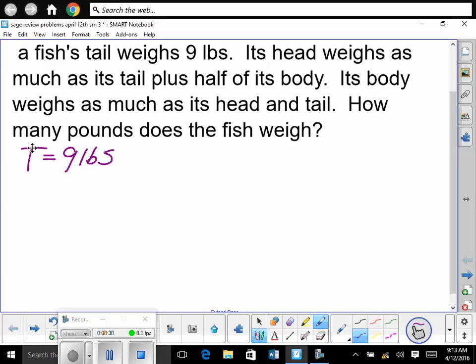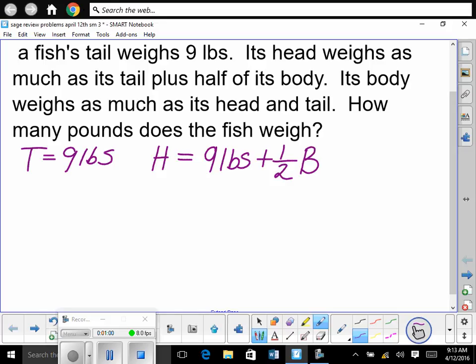So now read the second sentence. Now it's giving us information on its head. It says, its head weighs as much as its tail plus half its body. So now we're going to talk about its head. The head is equal to the same as the tail, right? 9 pounds, plus half of its body. So 9 pounds plus 1/2 of its body weight. So everybody see how I set that up?